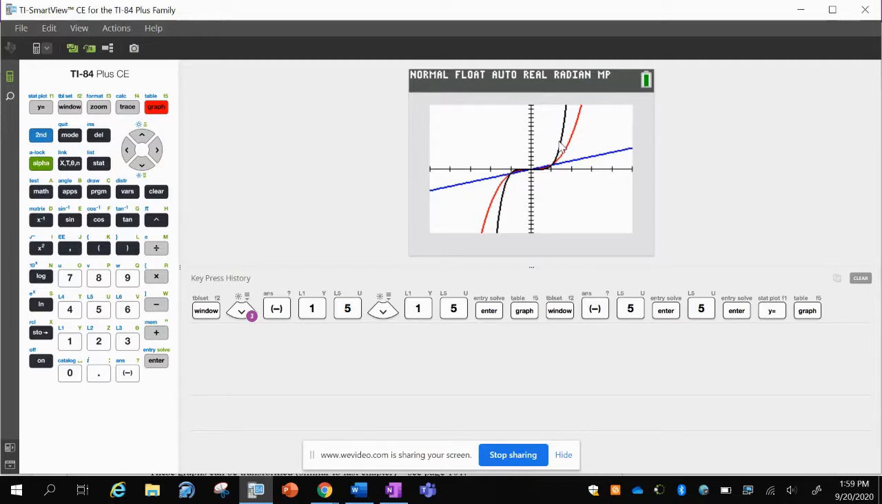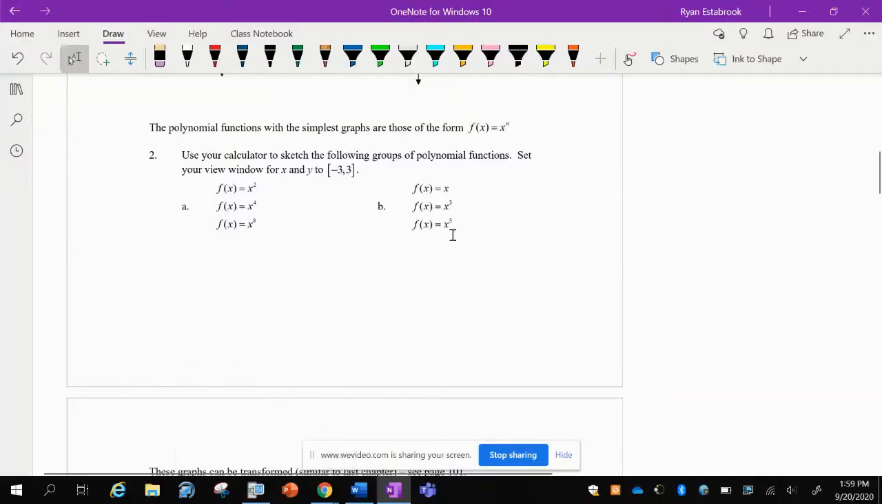And depending on our leading coefficient, in this case, our leading coefficient is positive. It went down on the left and up on the right. Whereas if our leading coefficient was negative, then our end behavior would be up on the left and down on the right.